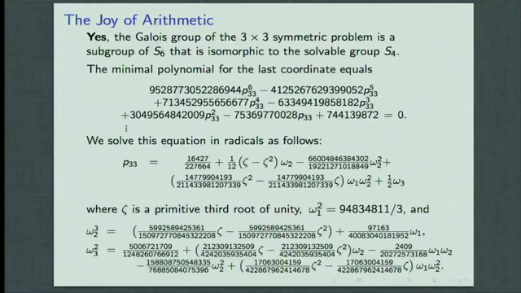S4 is a solvable group. So if you have an equation with a solvable group, then the equation is solvable in radicals. In this case, it is solvable in radicals. Amazing, right? So let's do it.